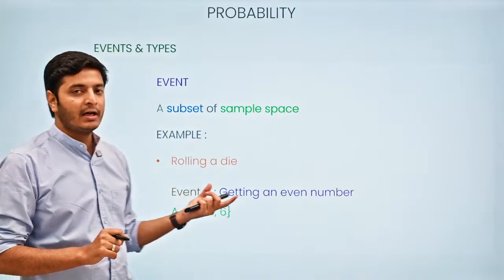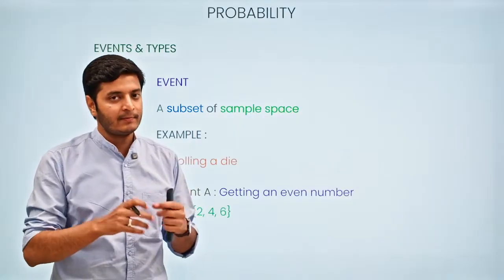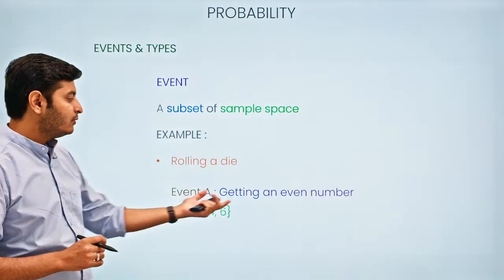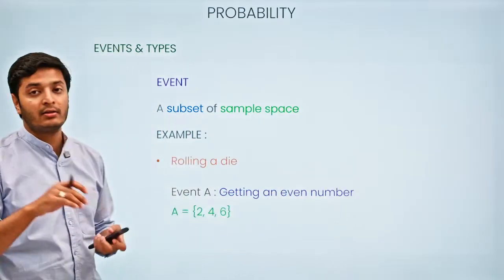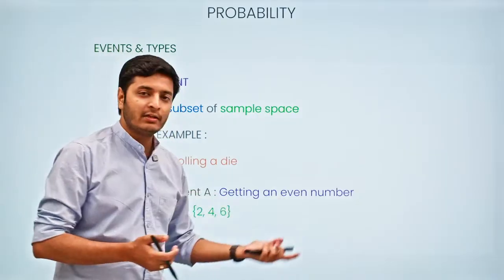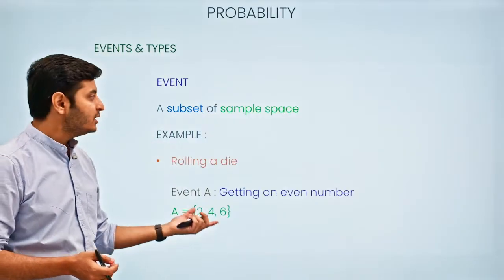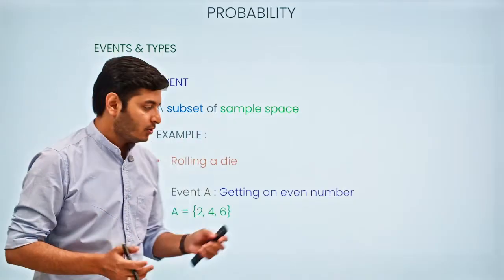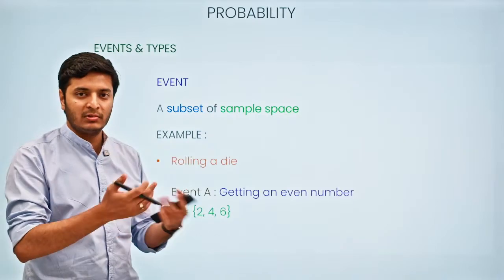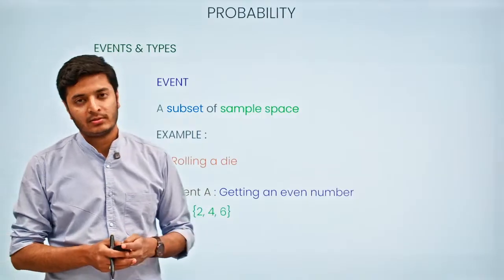So if we are rolling a die, then we can expect outcomes from 1 to 6 only, and if we are rolling it thrice, then there will be only 3 outcomes. Rolling a die, an event would be getting an even number. If we are rolling it once, what are the chances that we get an even number? How many even numbers are there? 2, 4 and 6, 3 only, right? So this will be a subset of the sample space, not outside that set. So this is known as a subset of the sample space.